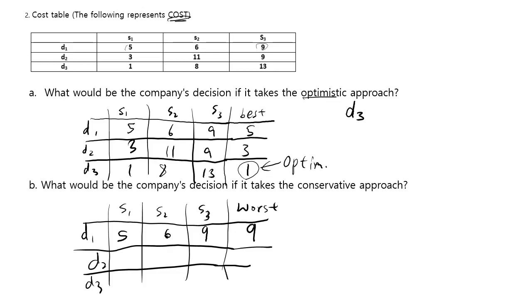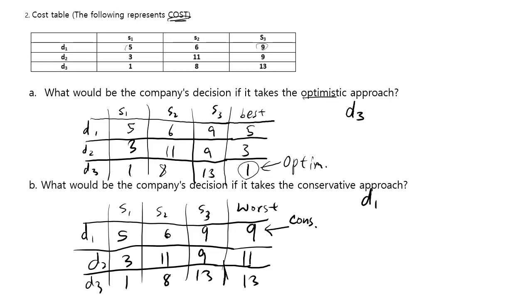So we put 9 as the worst. 3, 11, 9. Paying 11 million is the worst of all these 3 numbers, so we put 11. And then out of 1, 8, 13, paying 13 is the worst. So you have 9 and 11, 13. And conservative looks for the best worst case scenario. So out of all the worst case scenarios, it looks for the best of those. And in our case, this is D1. So this is the conservative one, and therefore the decision for conservative approach would be D1.